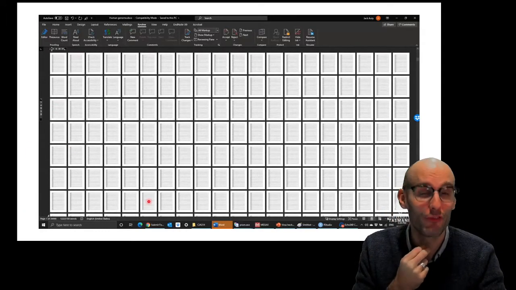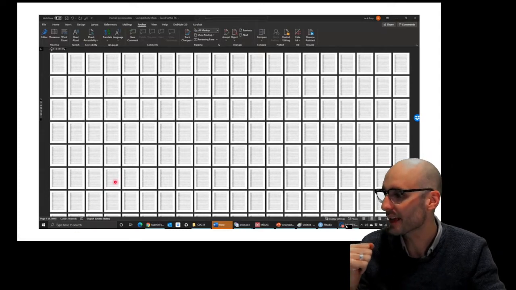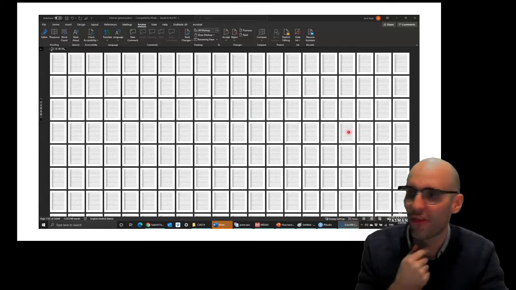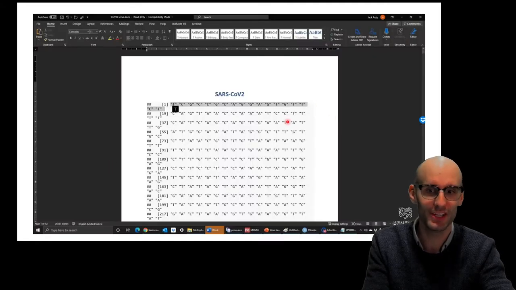I couldn't even fit the entire human genome in a Word document. I kept crashing my computer. So this, I think, is about a third of it and is 25,000 pages long. Right, now let's compare that to the SARS-CoV-2 genome.